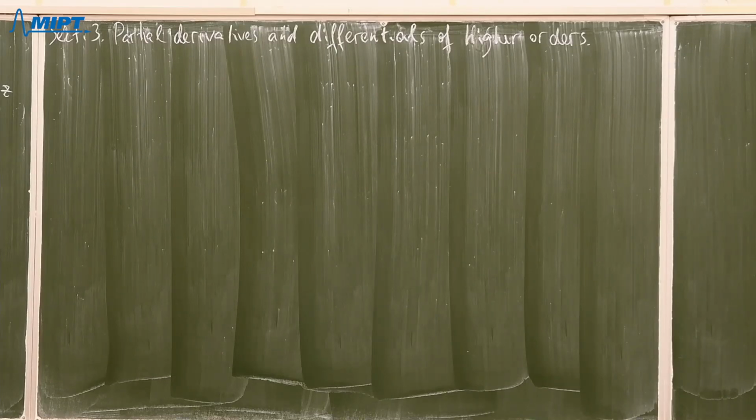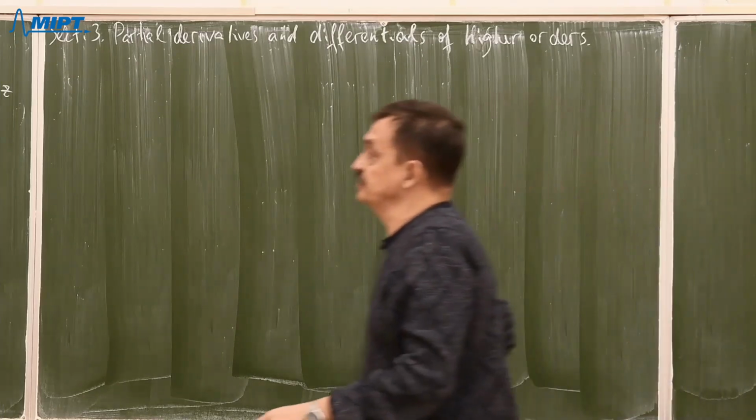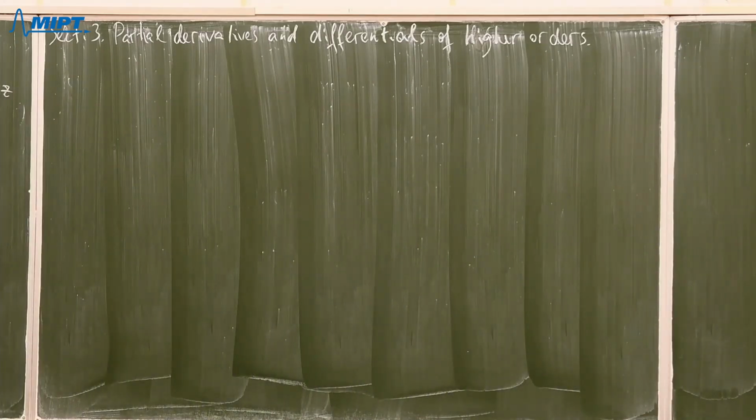So when we considered usual derivatives of functions of one variable, how we defined, for example, the second derivative. So what is the second derivative of a function of two variables? What we need to do? We need to consider the first derivative as a new function, and then to take the derivative of that new function.